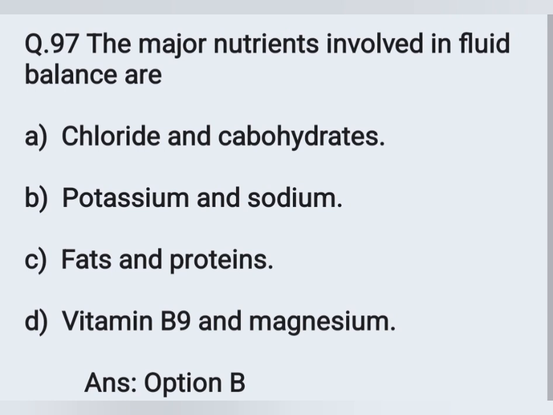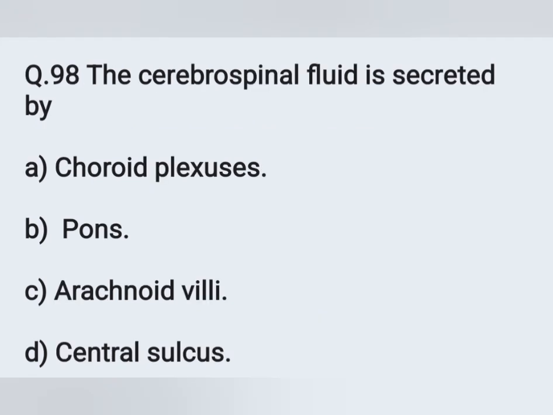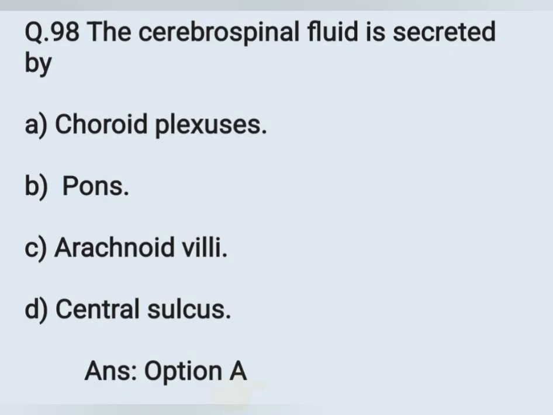And the next question, number 98. The cerebrospinal fluid is secreted by. Options: option A, choroid plexus, option B, pons, option C, arachnoid villi, option D, central sulcus. CSF is secreted by the choroid plexus. Option A is the correct answer.